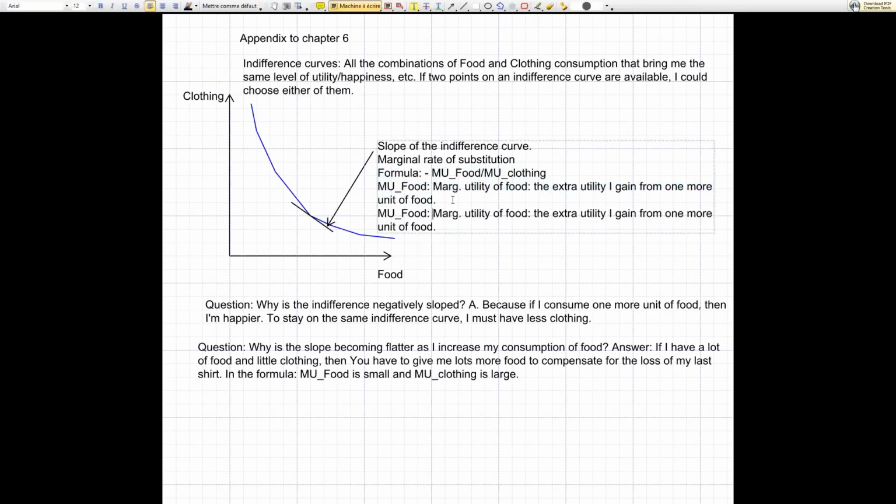And of course, it's the same for clothing. Marginal utility of clothing is the extra utility I gain from one more unit. And yes, it depends. It changes at every point. So the more food I have, the smaller MU food is. The more clothing I have, the smaller MU clothing is.